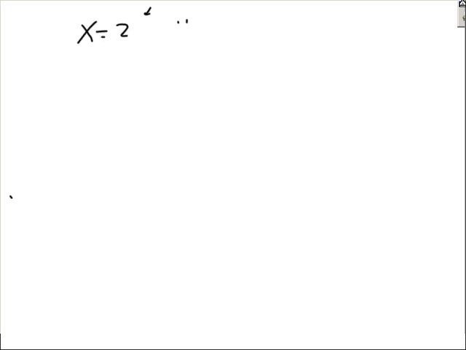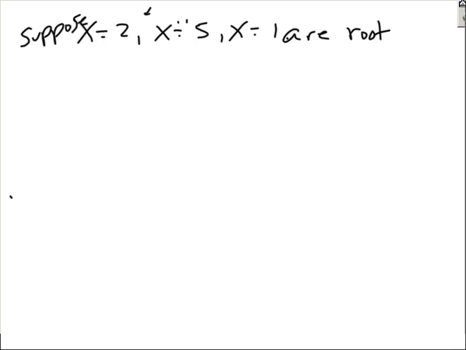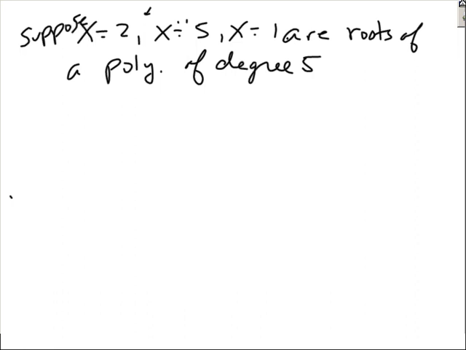Suppose x equals 2, x equals 5, and x equals 1 are roots of a polynomial of degree 5. And coincidentally, that's 5, of degree 5.